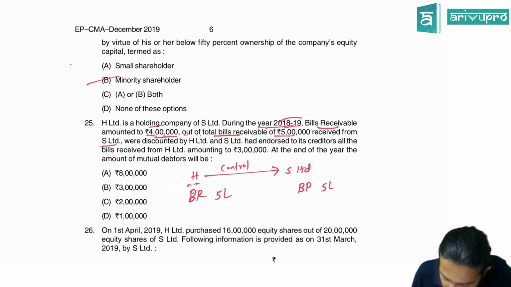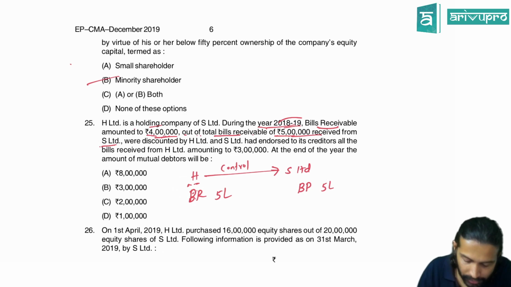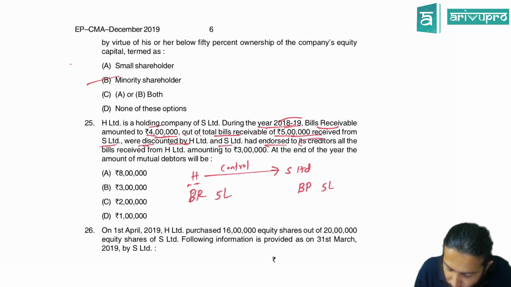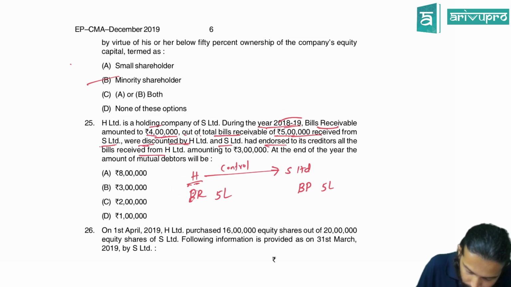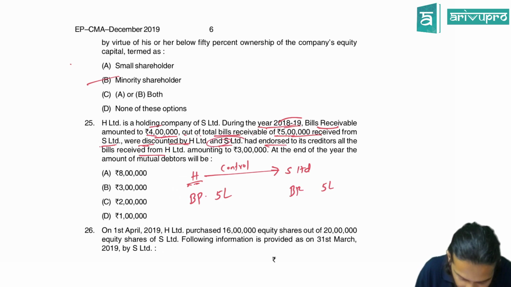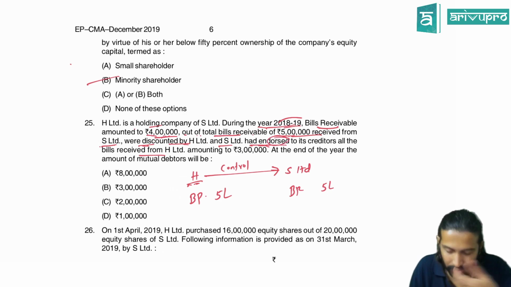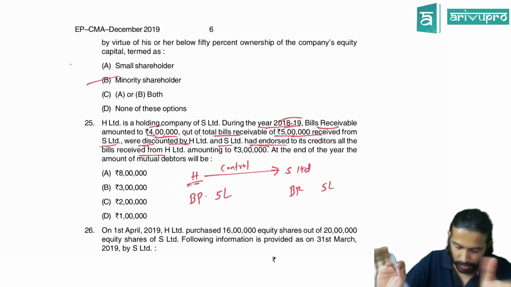Let's see what happened. So 5 lakh received from S Limited. These were discounted by H Limited and S Limited has endorsed it to its creditors. Okay, actually it's reversed. For H, it is bills payable. For S, it is bills receivable. They're saying it the wrong way around here. Check: this is BP, this is BR. Actually, they've made a little mistake in the question. No problem. Conceptually, it is fine.